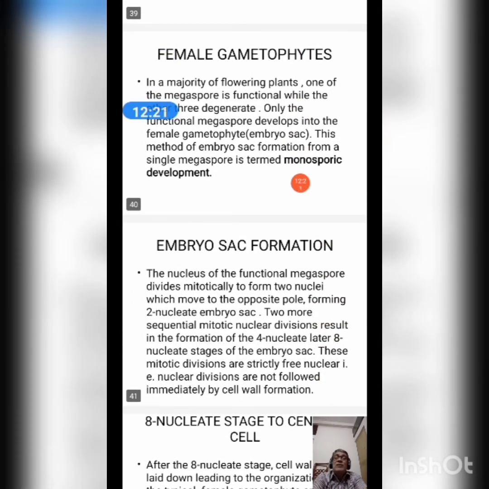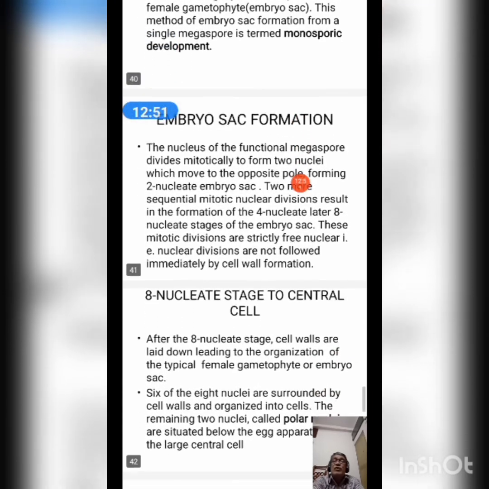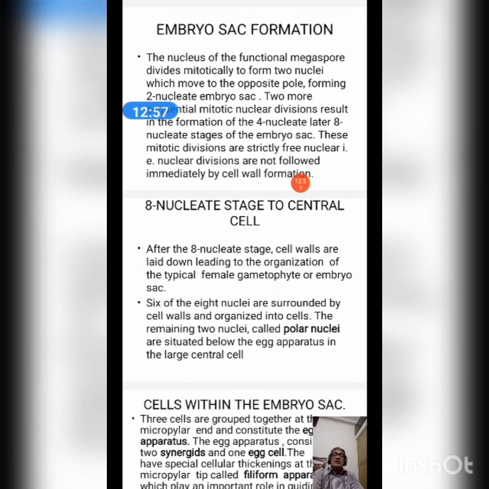Next, how the embryo sac is formed. The nucleus of the functional megaspore divides mitotically to form two nuclei, which move to the opposite poles, forming the two-nucleate embryo sac. Two more sequential mitotic nuclear divisions result in the formation of four-nucleate, later eight-nucleate stages of the embryo sac. These mitotic divisions are strictly free nuclear, that is the nuclear divisions are not followed immediately by cell wall formation.